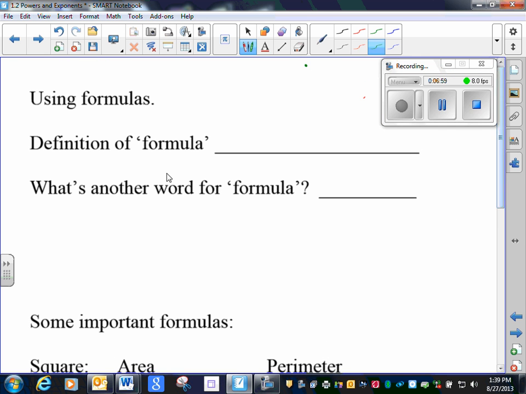So I want you to think up a synonym for the word formula. This isn't in your book necessarily. We talk about formulas a lot. When you say the word formula, you probably think of science or math as subjects. What would be another word that you might use for formula? I'm just wondering. And then we'll see if we can come up with a good definition for it. Maybe we'll brainstorm a little bit in class.